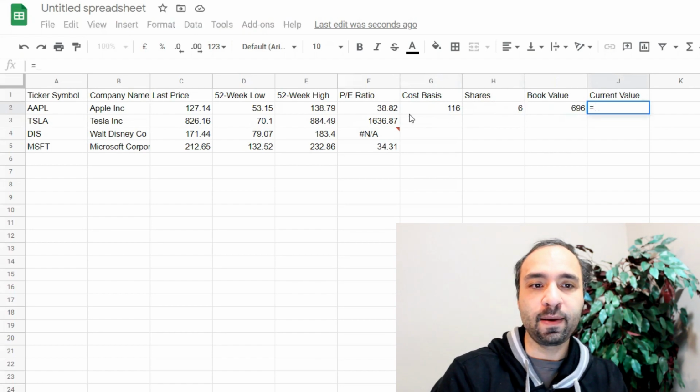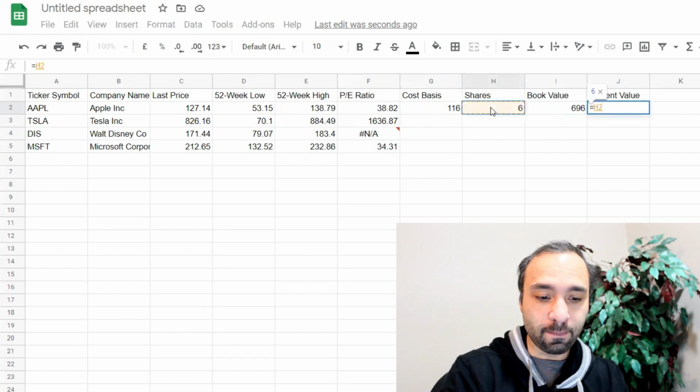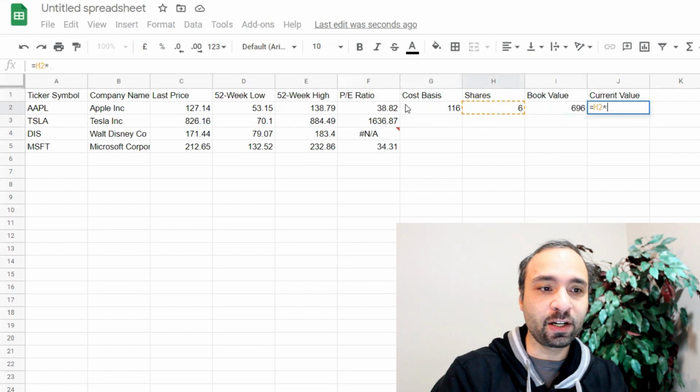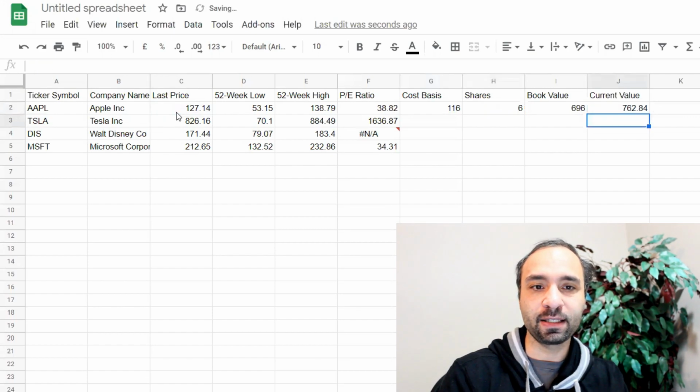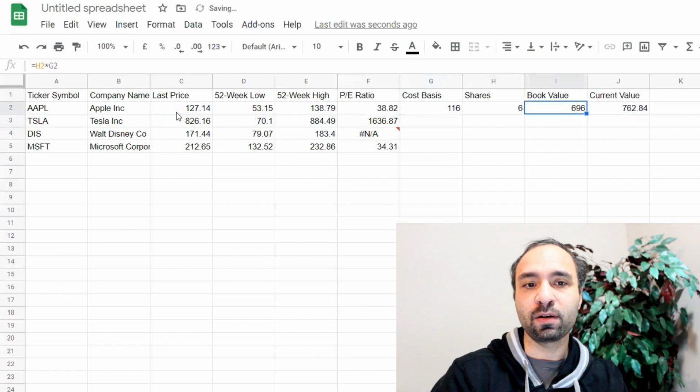The current value equals my number of shares multiplied by, or the star sign, the last trading price. Because if I were to sell them at this price, this is how much it is worth, right? So I times that and equal. This is, you see, I bought them overall, I paid 696, but it's now worth 762.84 cents.